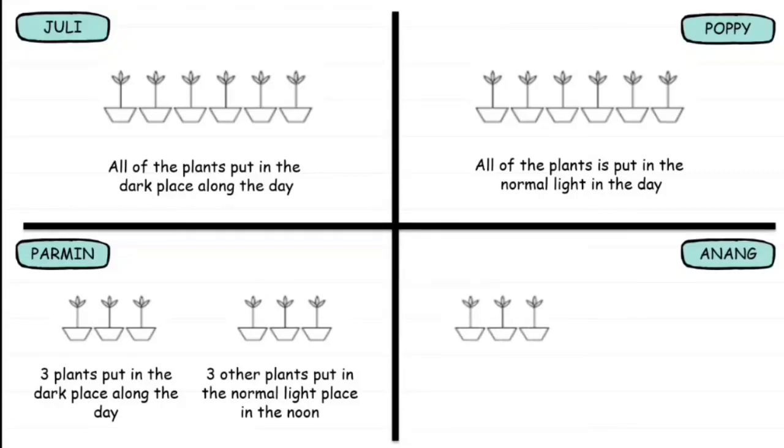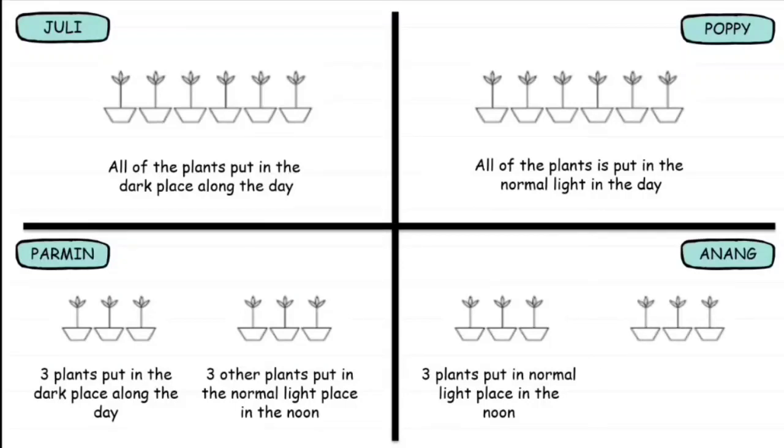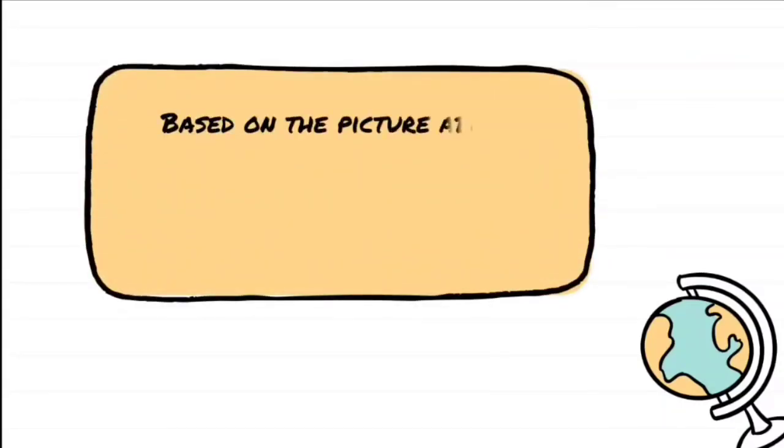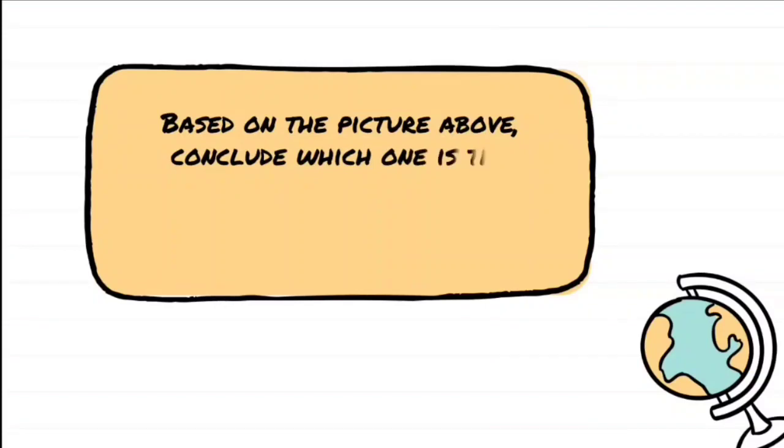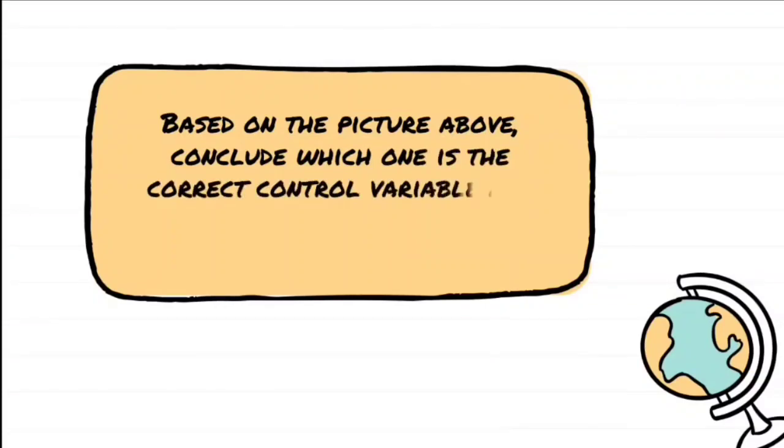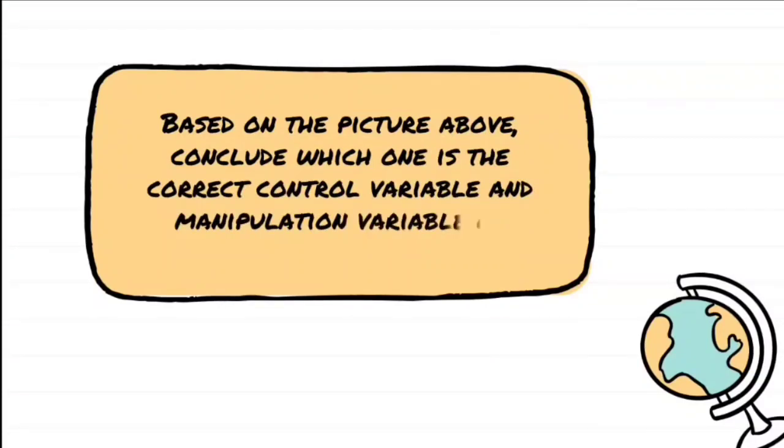And then Anang, he also divided 6 plants into 2 groups. The 3 plants put in the normal light place in the noon, and then 3 other plants put in the artificial light place. Okay. Based on the picture above, conclude which one is the correct control variable and manipulation variable of experiment.